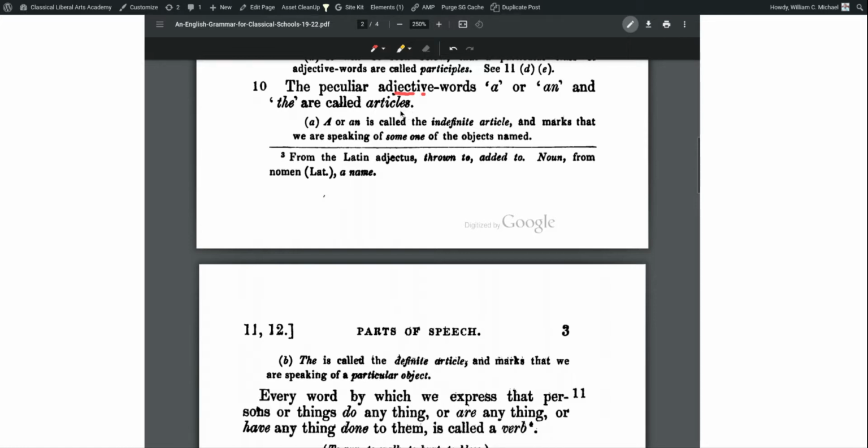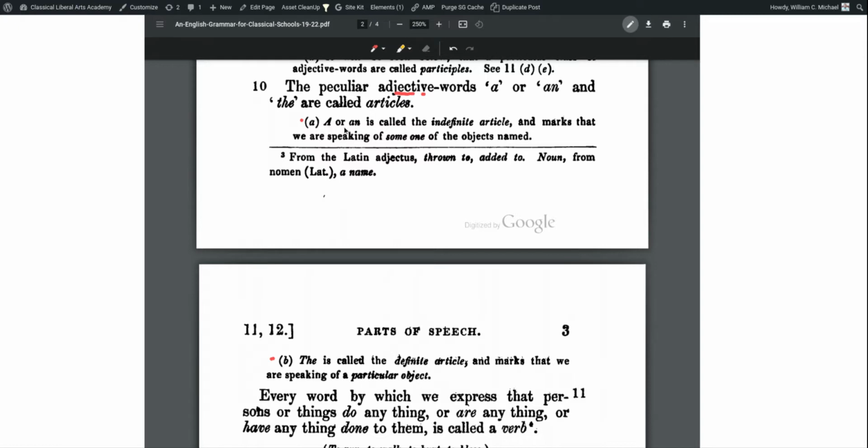We could argue that these really shouldn't be considered parts of speech, but should just be considered adjectives, and that's fine. But what we want to learn in rule number 10 is what articles are. And here the two notes, note A and note B down on the next page, are actually very important. The peculiar adjective words a or an and the are called articles. And there are two kinds of articles.